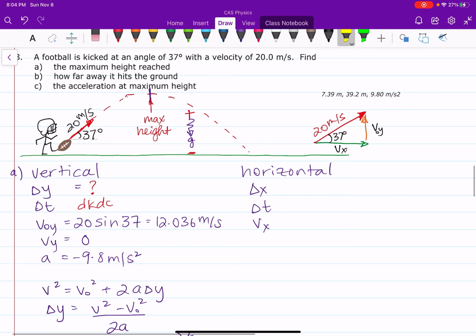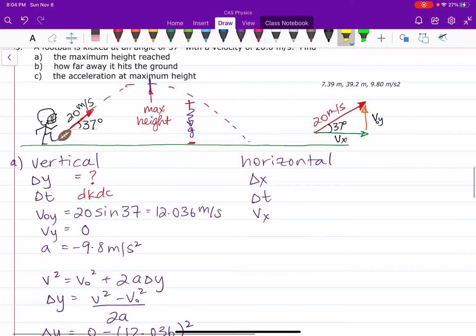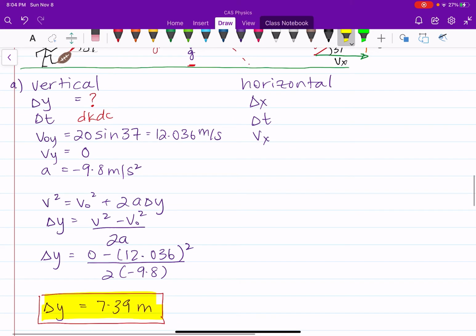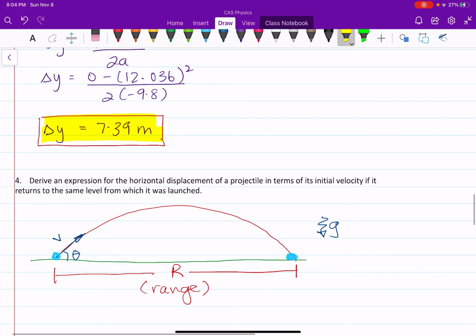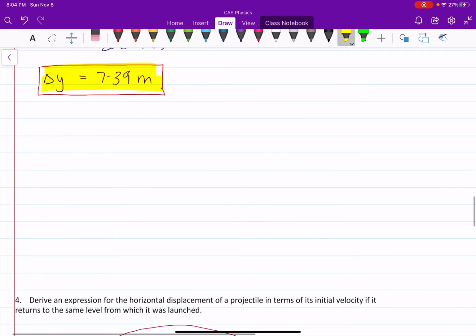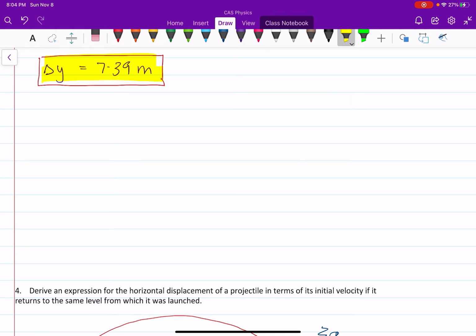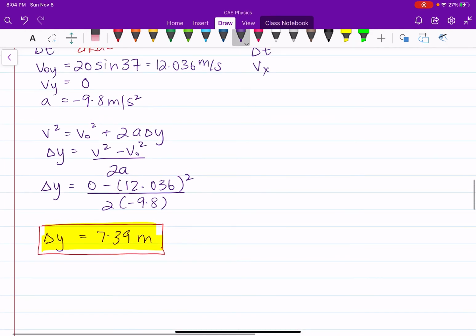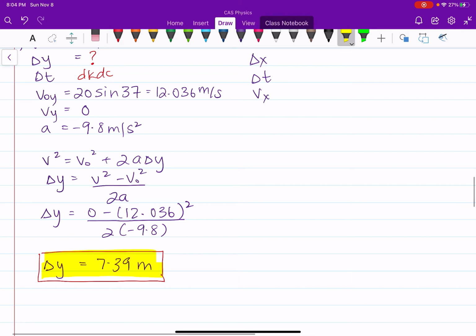And then the next question is asking how far away is it when it hits the ground? So now we're dealing with a situation where the ball is rising and then falling. So we kind of have to change the information we're using. In the last problem, I said Vy equals 0 because I was dealing with the maximum height, right? This was for maximum height.